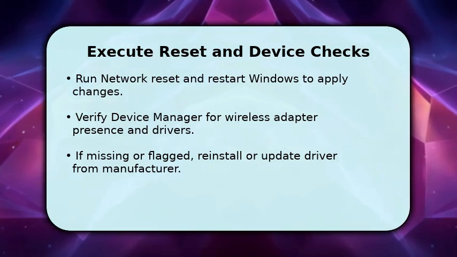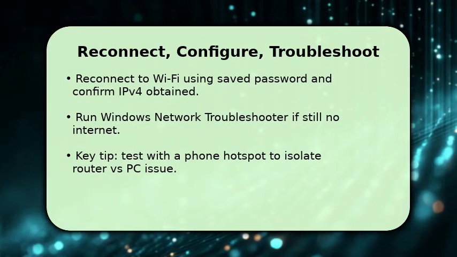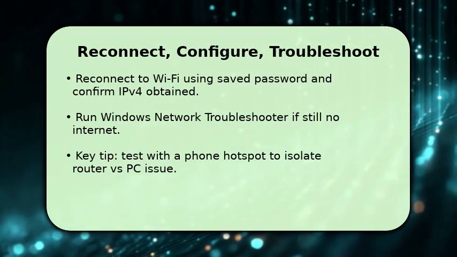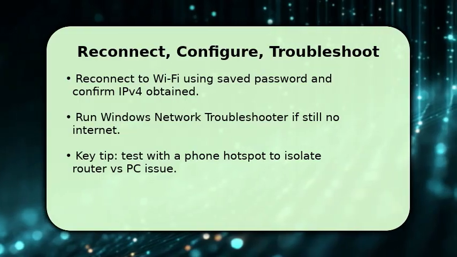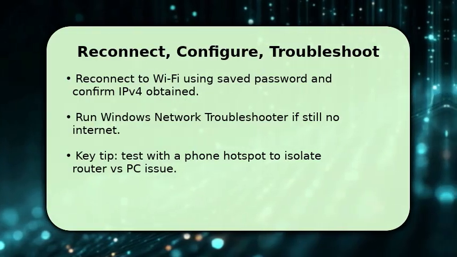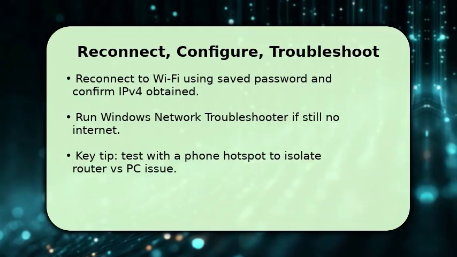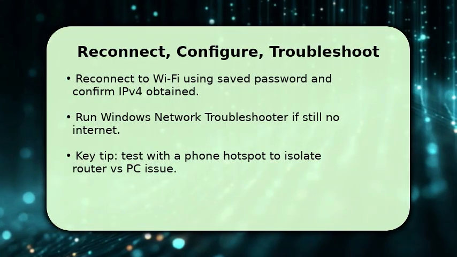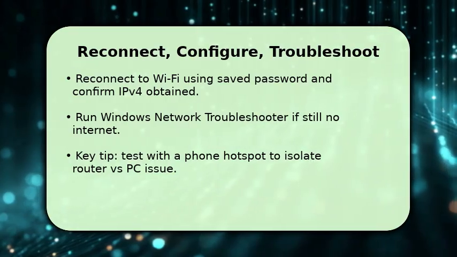You now reconnect to the network and confirm the adapter obtains an IPv4 address. This proves DHCP is working. If you still see no internet, run the Windows Network Troubleshooter to auto-fix DNS, gateway, or adapter misconfigurations. It often repairs subtle settings.